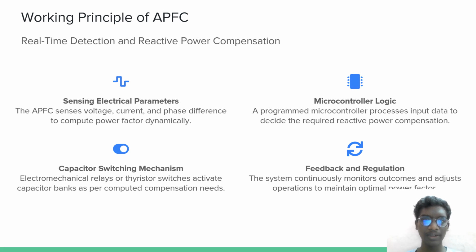Working principle of APFC. Real-time detection and reactive power compensation. Sensing electrical parameters. The APFC senses voltage, current and phase difference to compute power factor dynamically. Microcontroller logic. A programmed microcontroller processes input data to decide the required reactive power compensation. Capacitor switching mechanism. Electromechanical relays or thyristor switches activate capacitor banks as per the computed compensation needed. Feedback and regulation. The system continuously monitors outcomes and adjusts operation to maintain optimal power factor.